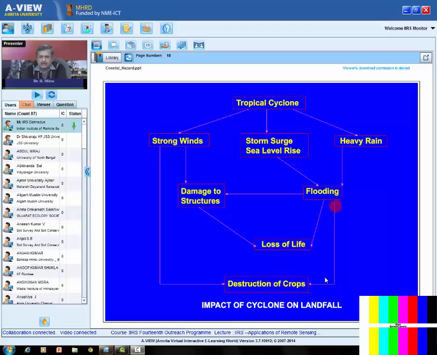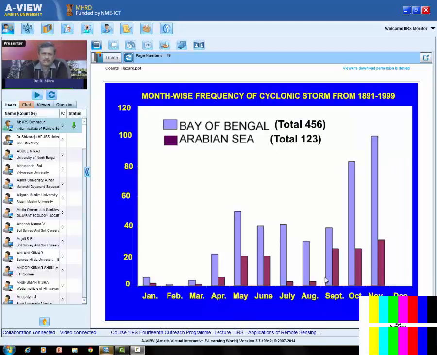Heavy rain causes flooding, and this flooding is causing the destruction of crops. And also the strong wind associated with the cyclone because of the low pressure region also causes destruction of crops. So one tropical cyclone is causing damage to structures, flooding, loss of life, destruction of crops. So many things are happening with one tropical cyclone. Now, if we see the frequency, particularly the months, of cyclones in the Bay of Bengal and the Arabian Sea, it has been seen the Bay of Bengal is very prone to cyclones compared to the Arabian Sea. There are reasons for it.